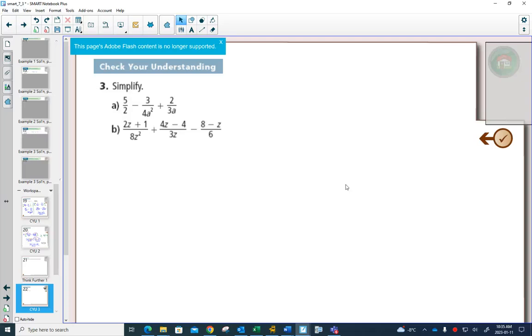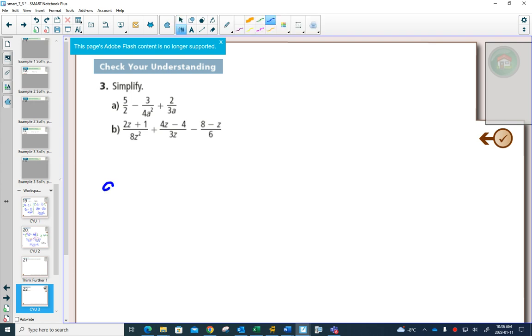Again, the idea in example 3 here is the same as example 2 and example 1. We're just adding a little bit of a level of difficulty. The level of difficulty that gets added in this one is now there are 3 things. So you now have to find a common denominator between all 3 of them.